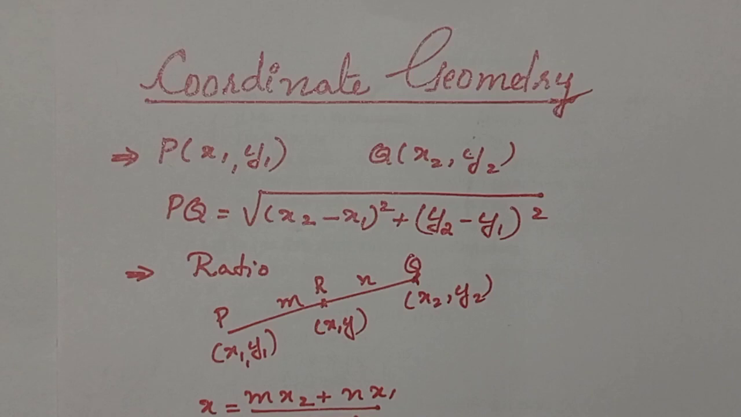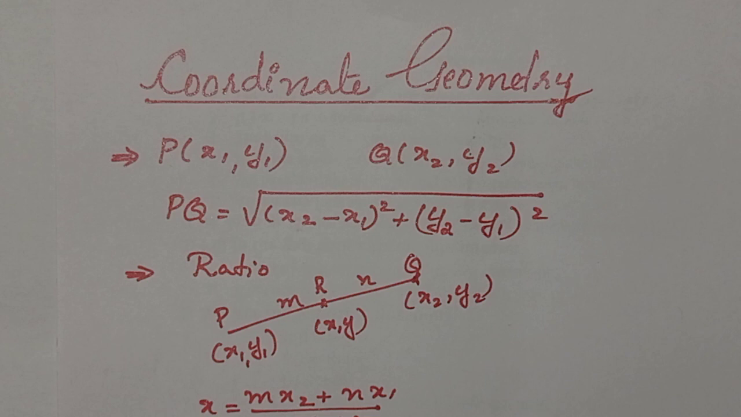Hi viewers, today we are discussing some of the MCQ questions from the chapter Coordinate Geometry. Mainly there are three formulas in coordinate geometry. First one is the distance formula. This formula we are using for finding the distance between two points.